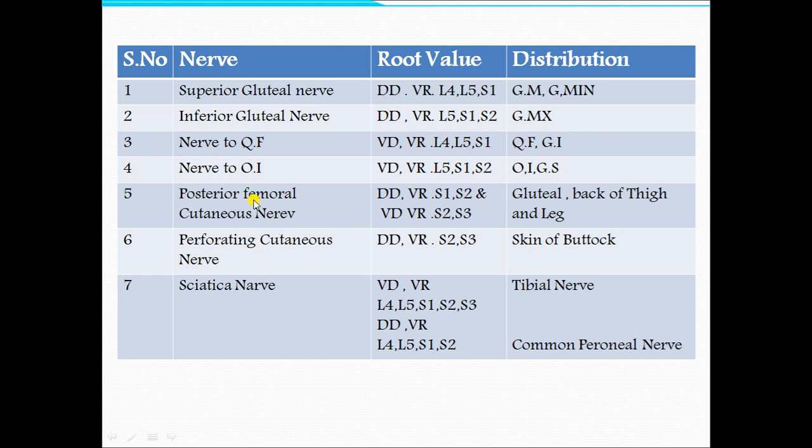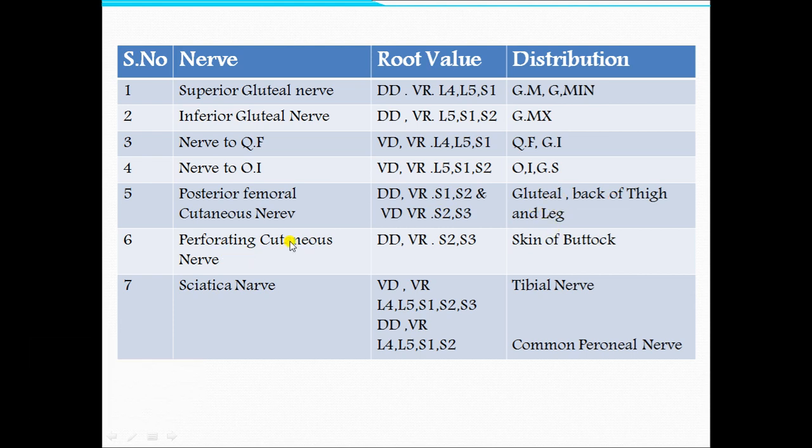Okay, posterior femoral cutaneous nerve. Here it contains two divisions, dorsal divisions and ventral divisions of ventral rami. Dorsal divisions are S1 and S2, and ventral divisions S2 and S3. Altogether, the root value is S1, S2 and S3. It passes downwards below the piriformis muscle and supplies the skin at the gluteal region, back of thigh, and upper 2/3 of the leg region.